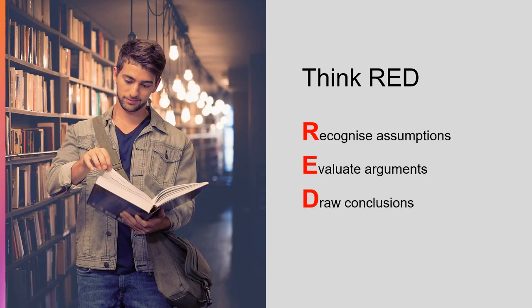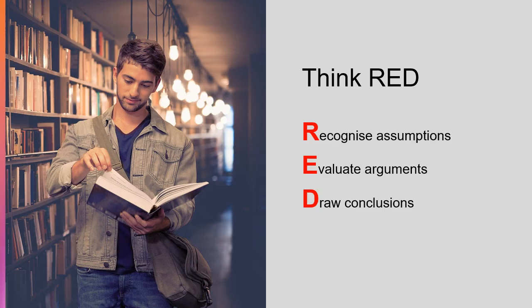Recognizing assumptions involves the ability to identify things that are being taken for granted without evidence. Critical thinkers separate facts from assumptions and question whether assumptions are justified. Evaluating arguments involves the ability to assess whether an argument is strong, relevant, and supported by evidence. Drawing conclusions involves the ability to reach logical conclusions based on the available evidence. Critical thinkers avoid jumping to conclusions and ensure that any conclusion follows from the facts provided.